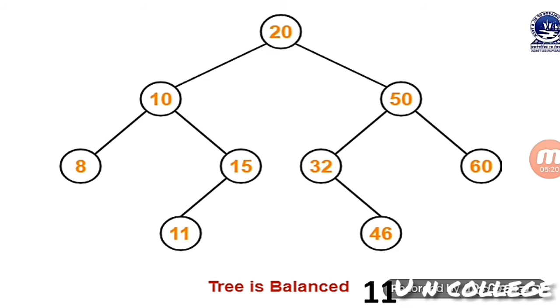How? The balancing factor of 11 is 0, of 15 is 1, of 8 is 0, of 10 is -1, of 46 is 0, of 32 is -1, of 60 is 0, of 50 is 1, and of 20 is 0. Why is 20 balancing factor 0? Because it has the left subtree and right subtree at the same level. That's why.